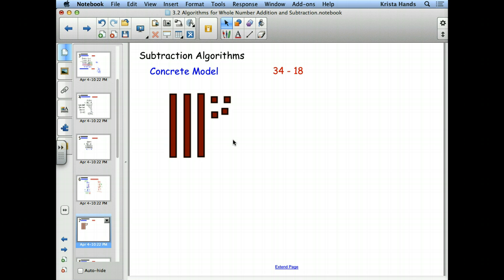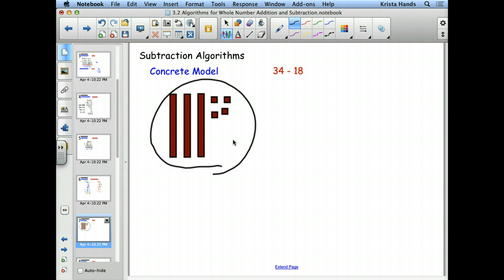So we start with 34. And we're going to think about this very much like you did when you were writing up problems with the takeaway model. I have something and I'm removing part of it. So the concrete model is a really good picture for the takeaway description that we had. So I have 34 and I'm supposed to be removing 18, but there's a problem with that. What's the problem? Yeah, I don't have 8 units to take away.